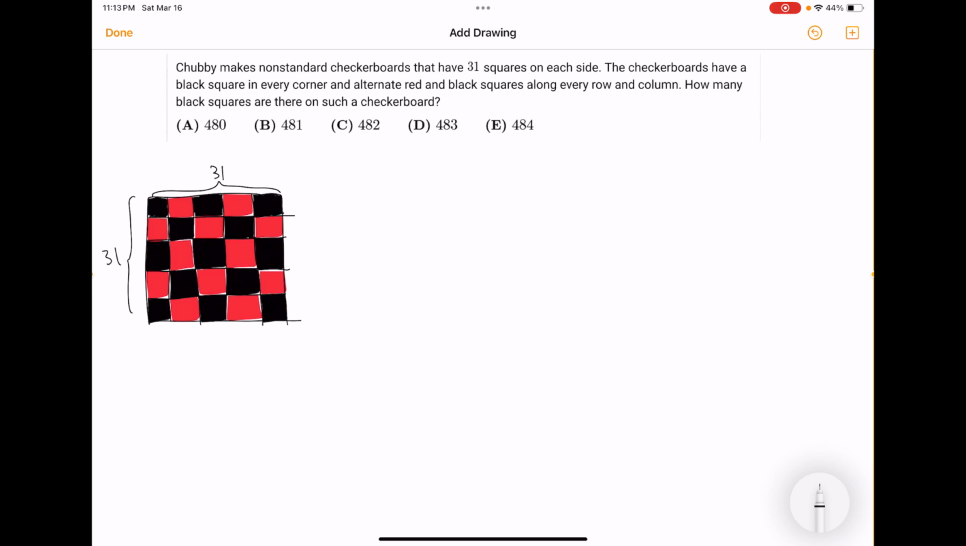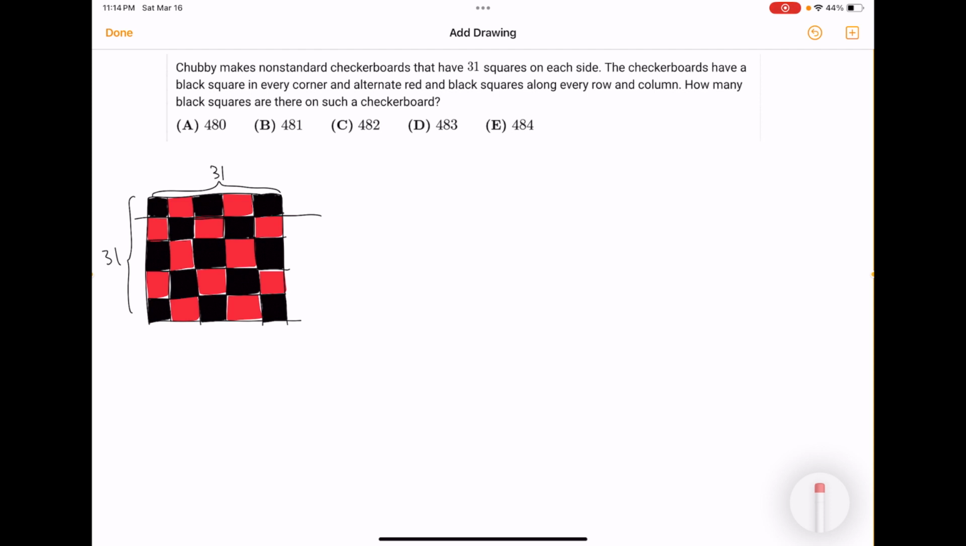Okay, so I have drawn the checkerboard right here, and obviously it's not 31 squares, but it's just an example. To start off the question, we're just going to look at the first row. We see here that we start with a black square and end with a black square. This tells us that we are going to have one more black square than red squares, because we have 31 squares on each side, which is an odd number.